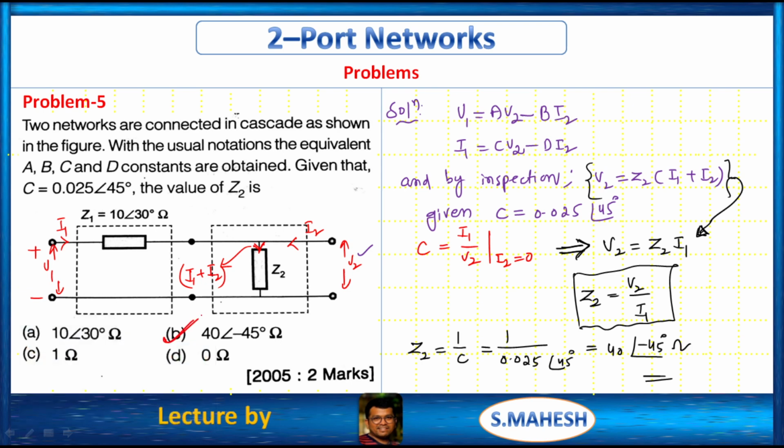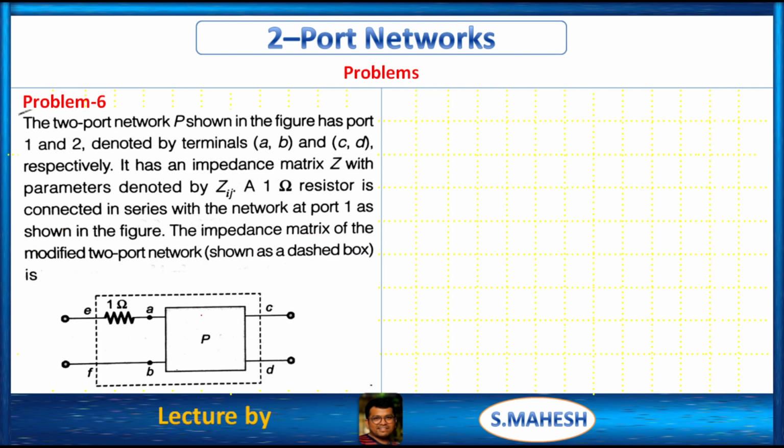Option B is correct. Next problem: the two port network P is shown in the figure, with port 1 and 2 denoted by terminals A, B and C, D respectively. It has an impedance matrix, and a 1 ohm resistor is connected in series with the network at port 1 as shown in the figure. Find the impedance matrix of the modified two port network.